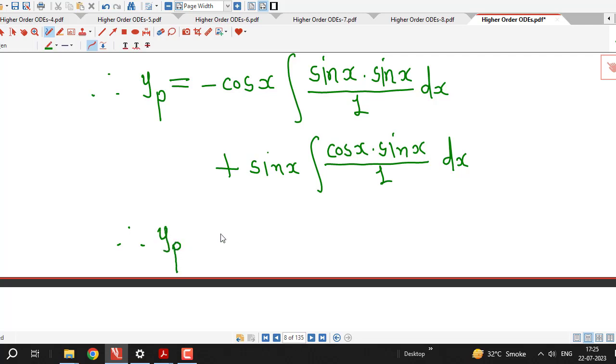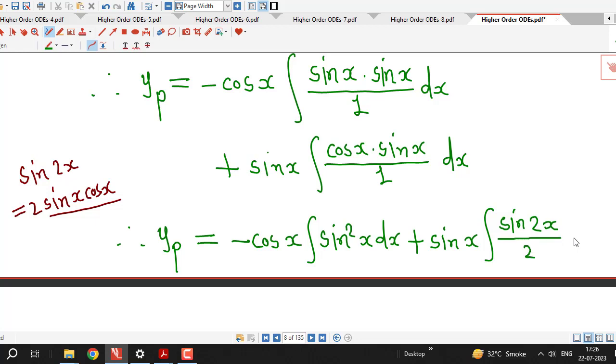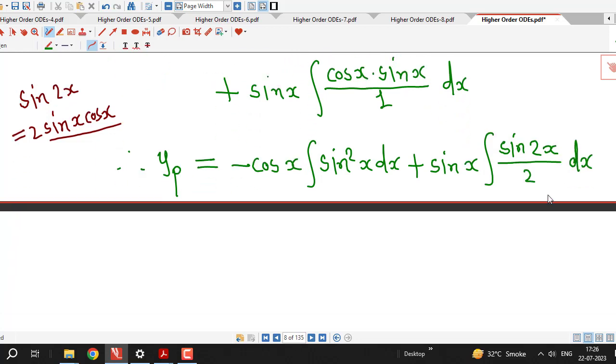Let me rewrite all these things again. So this is equal to minus cos x, here sin x into sin x, that is square of sin x, plus sin x into cos x, so that I can replace by sin 2x by 2. We know that sin 2x is equal to 2 sin x into cos x. Therefore sin x into cos x can be replaced by sin 2x divided by 2. So let me replace sin x into cos x by sin 2x divided by 2, integral with respect to x.